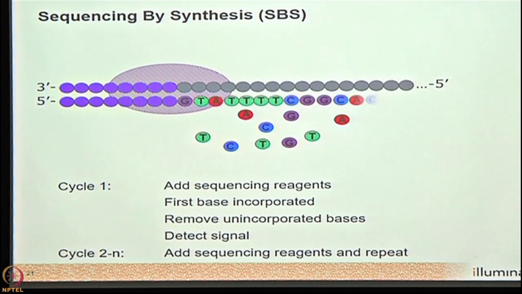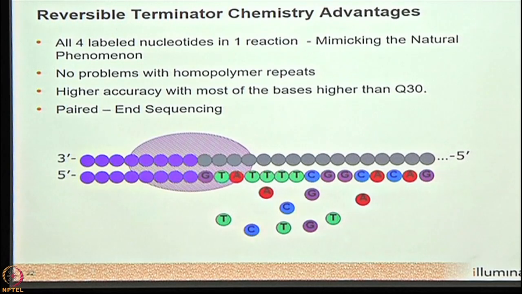So this is how, if you are going for 300 cycles, 300 bases will be added and we are done with the sequencing part. What is the key difference here is we essentially mimic the natural phenomenon. There is no change in phosphate or something.